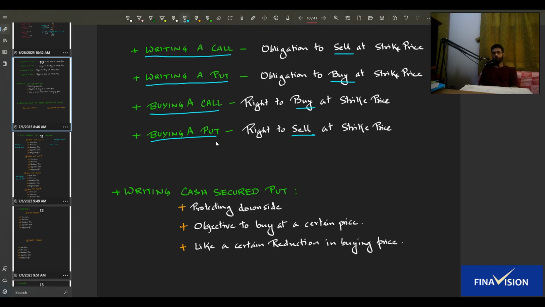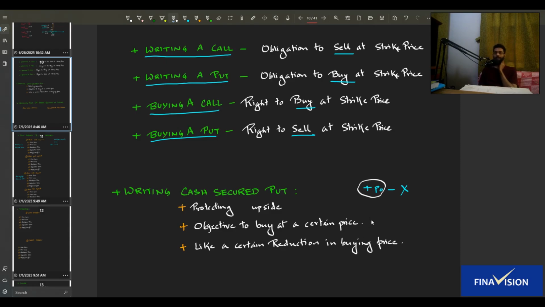First, let us discuss one other strategy which is called a cash secured put. So what is a cash secured put? A cash secured put is basically you are writing a put, that is, you're earning a premium at time zero, and at the same time you are depositing cash equivalent to the strike price of the option. So if the stock price moves upwards of the strike price, the option is not exercised, which means there is an earning of the premium. Then the objective to buy at a certain price.